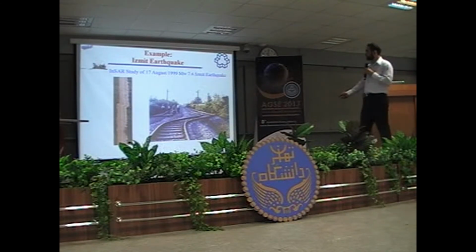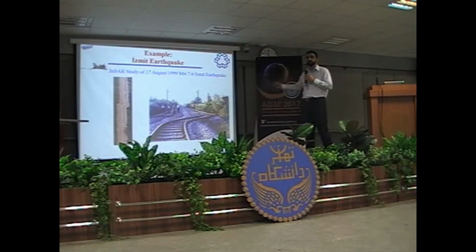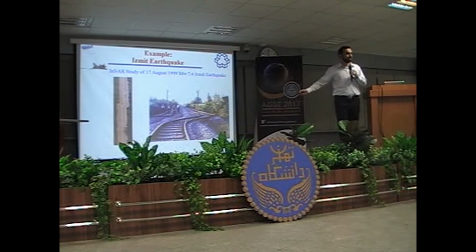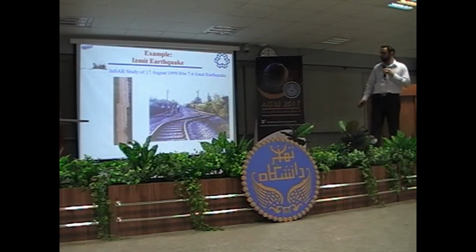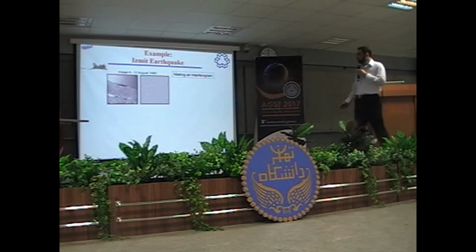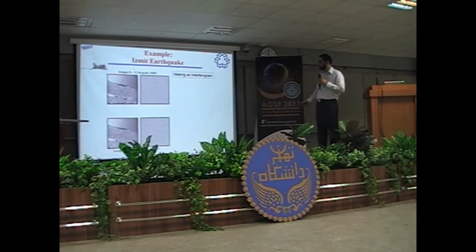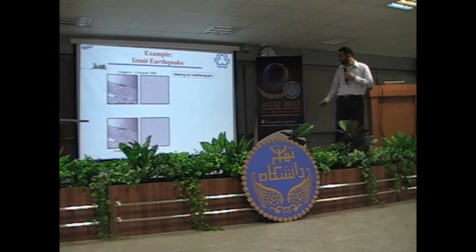Okay, one example. There was a very big earthquake of magnitude 7.6 in Izmit in Turkey in 1999. Let's see how InSAR can estimate the amount of this disaster in terms of the deformation. So we had two acquisitions. First is August 1999, before the earthquake. And we also have another image after the earthquake, in September. Each radar image has an amplitude and a phase.